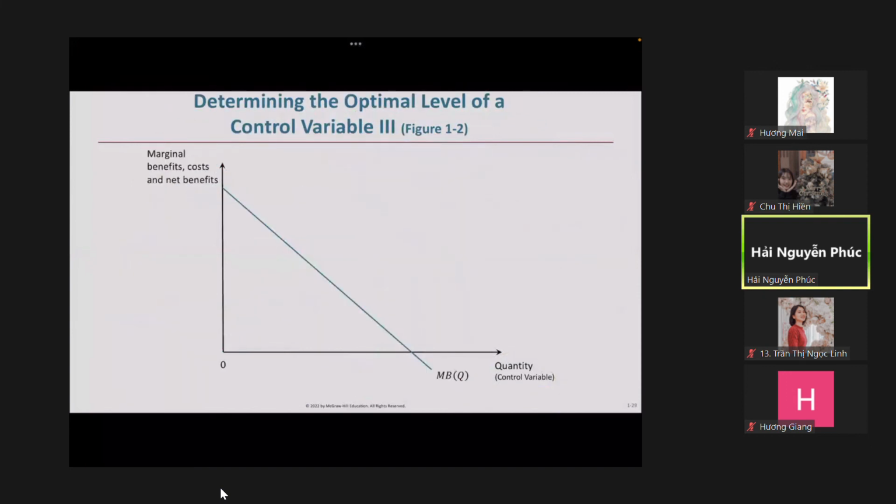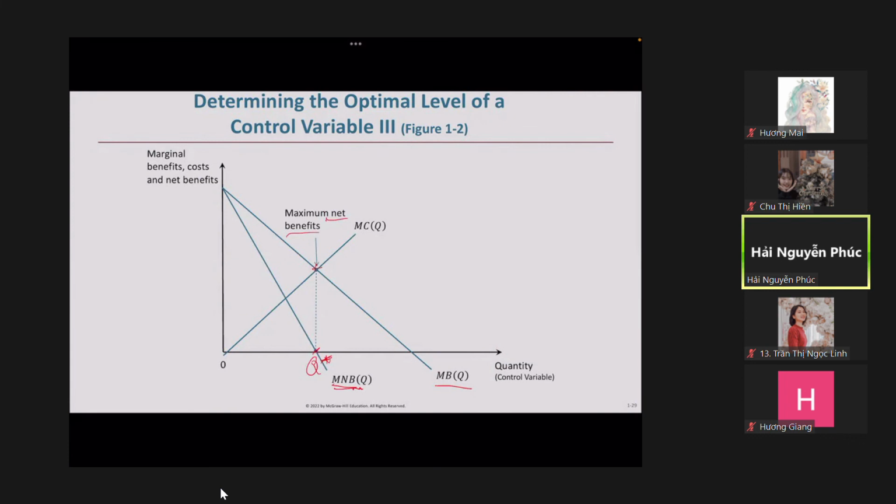Now let's move to the final graph. Here is the marginal benefit that was sloping. Here is the marginal cost, and we know that at the quantity corresponding to the point of intersection between these two curves, we have the quantity that maximizes the profit, maximizes net benefit. And here is the marginal net benefit, all right? And you can see that it is downward sloping.